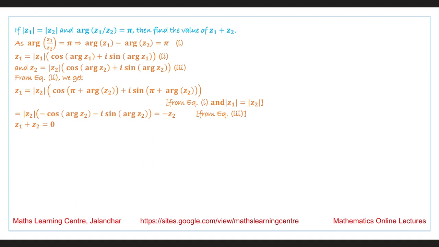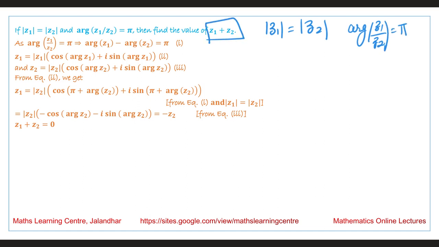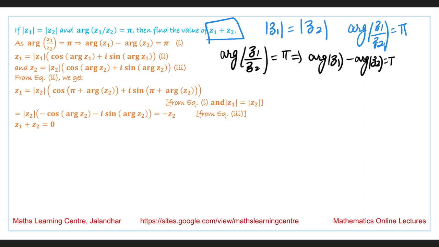Next is, if mod of z1 is equal to mod of z2 and argument of z1 by z2 is equal to pi, then we have to find the value of z1 plus z2. As it is given that the argument of z1 by z2 is equal to pi, this implies that argument of z1 minus argument of z2 is equal to pi. We know this formula.